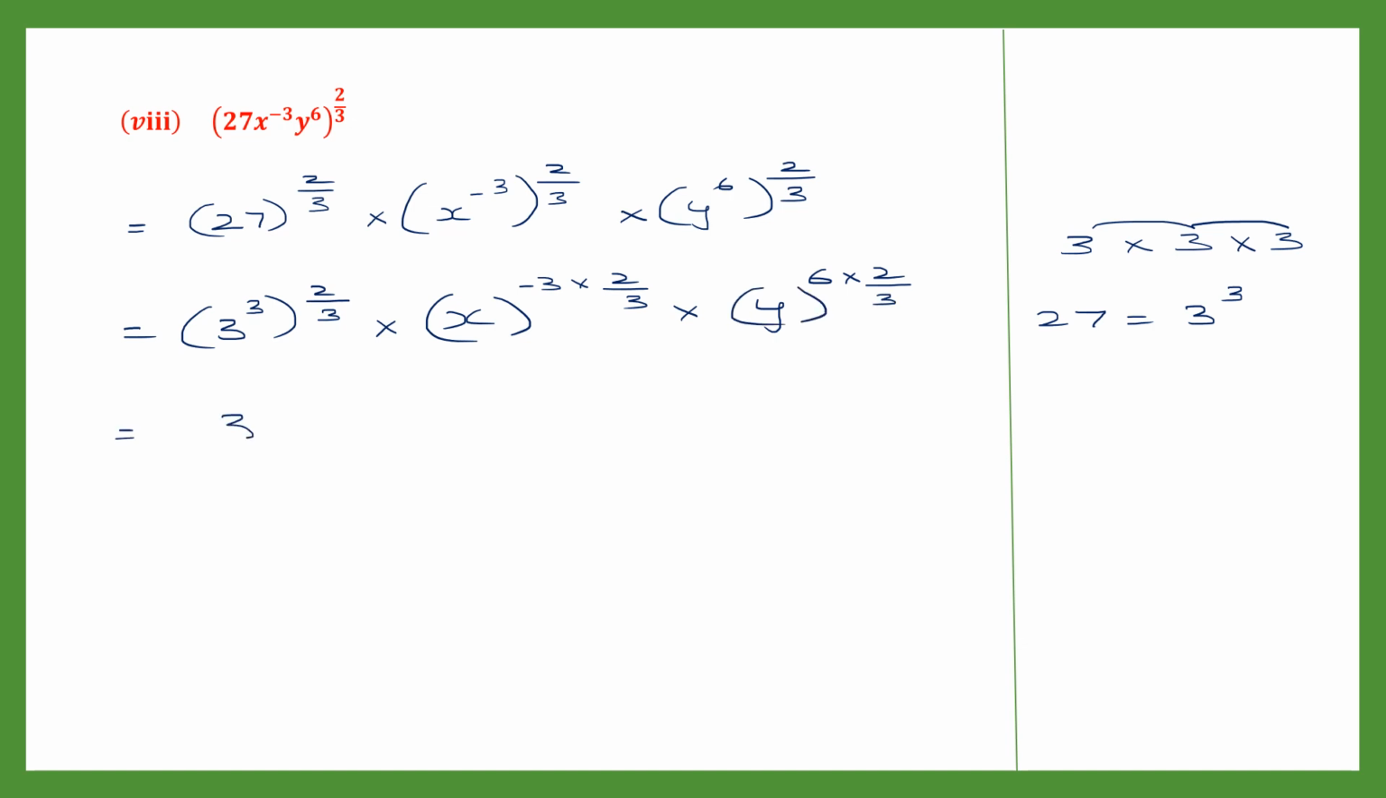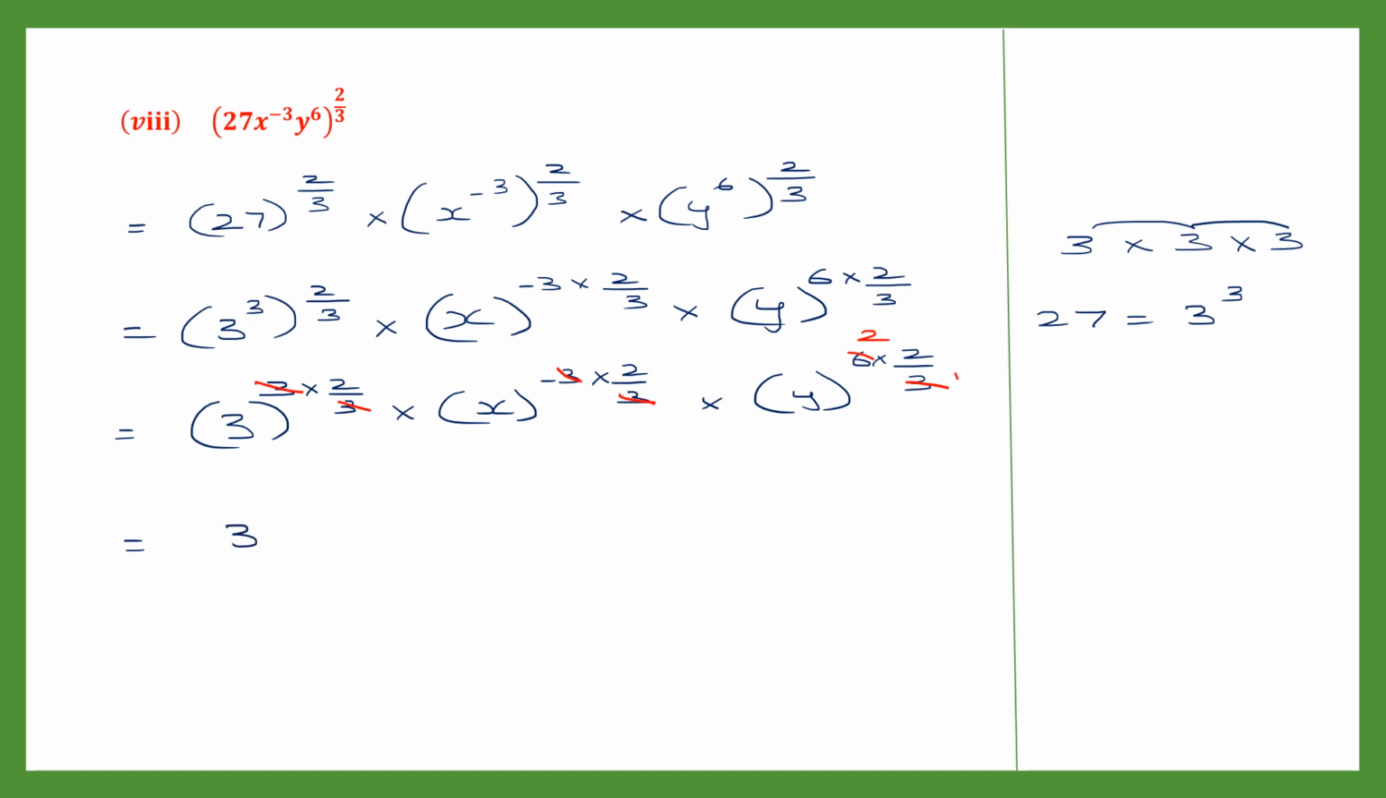So here it will be 3 raised to the power of 3 into 2 by 3. Let's write everything else as it is. X raised to the power of minus 3 into 2 by 3. We'll cancel everything in the next step. Y raised to the power of 6 into 2 by 3. Now let's do all the cancelling. So we can cancel this 3 and this 3. Here also we can cancel the 3's. Here 3 ones are 3 and 3 twos are 6. Now let's see what is left.